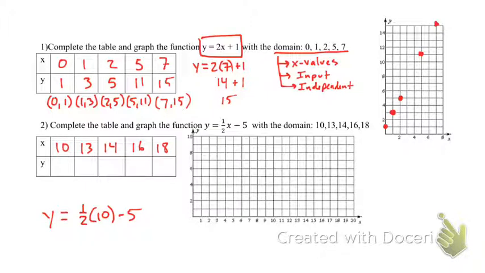All right? So this gives me 5 minus 5, which is now 0. So I have the point 10, 0.